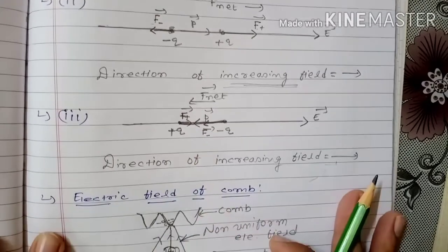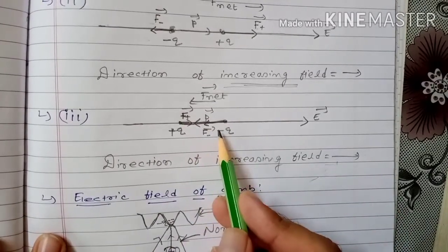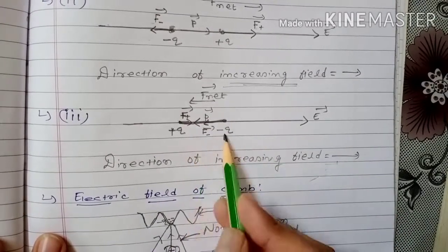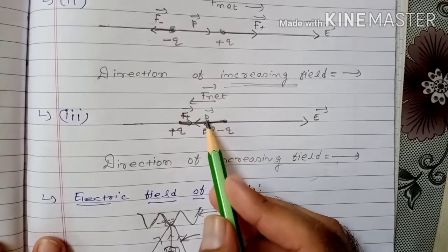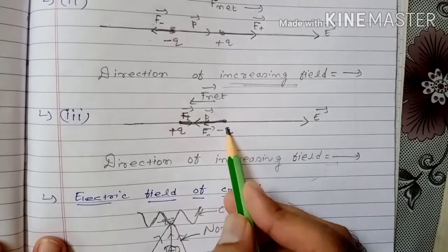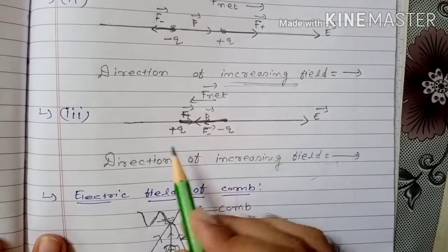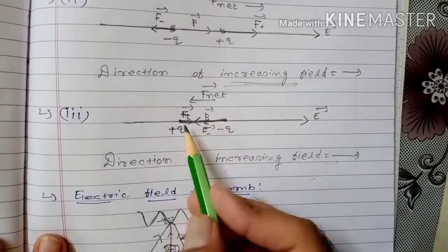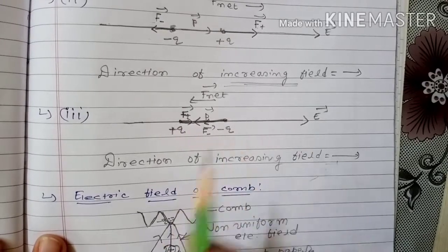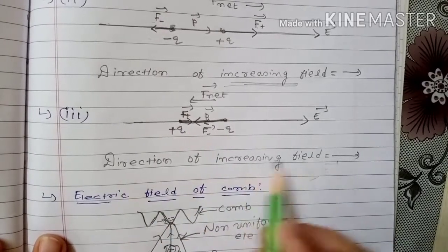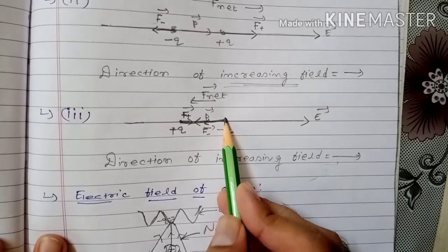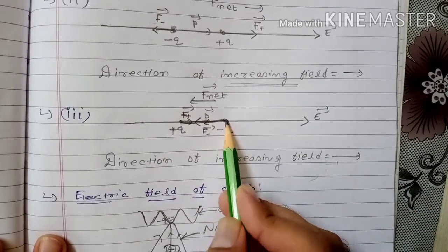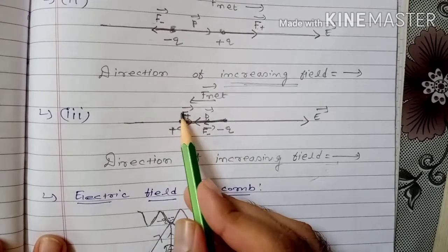Okay, third condition. If the dipole is placed like this, in the opposite direction of the electric field, minus q plus q, then the force acting on the negative charge is in the direction opposite to the electric field, that is in this direction. Force acting on the positive charge is in the direction of the electric field, but the direction of increasing field is towards the right. It means here the electric field is more, therefore force is more. Here the electric field is less, therefore force is less.